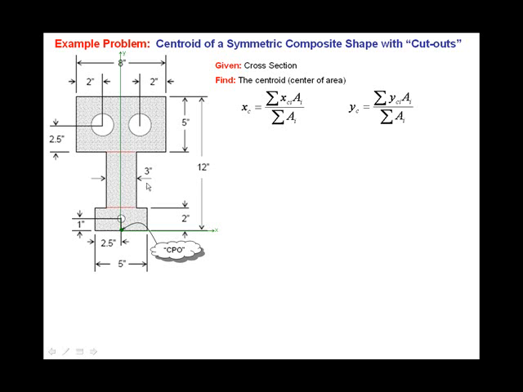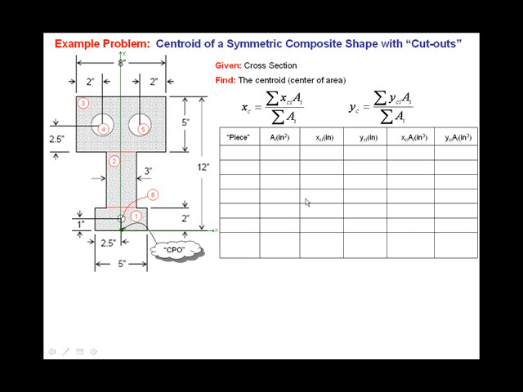We notice that we have 3 rectangles, and we'll label them as shapes 1, 2, and 3. And we have 3 circular cutouts, and we'll label those as shapes 4, 5, and 6. Using our equations to establish the headings of a table, we know we'll need to find the area of each piece, both the x and the y distance to the centroid of each piece, and then we'll need the product of those distances to the centroids times the area of each piece. So there we go. We have a table, and it's time to begin to fill in the table.